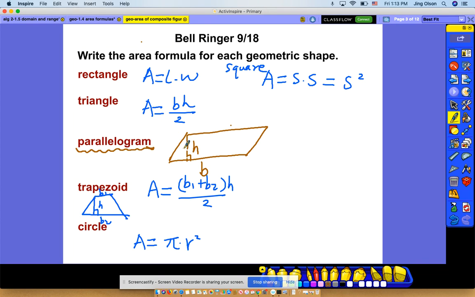If you imagine this, if I use scissors, I'm going to cut along the height. I'm going to cut this triangle off and move this triangle to this place. What kind of shape do I get? I get a rectangle, right? So the area of a parallelogram is the same as a rectangle. The rectangle is base times height, length times width. A parallelogram is also base times height. So this is my base, this is my height.